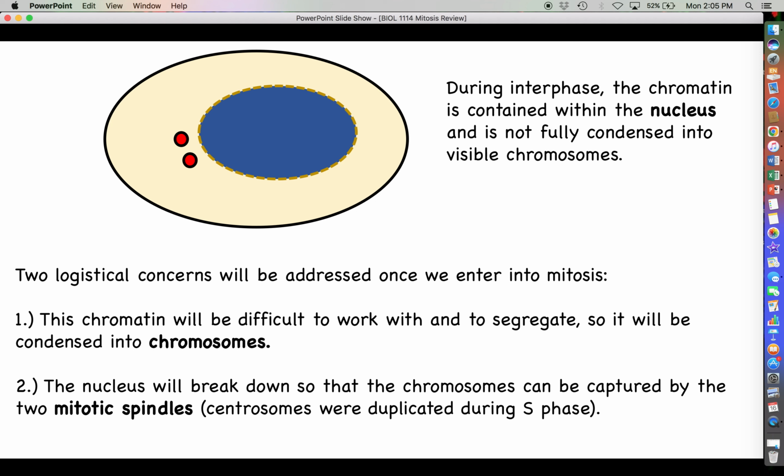And then number 2, the nucleus, which is a membrane-bound structure, prevents the DNA from escaping out into the cytoplasm of the cell. That is going to prevent us from being able to separate the chromosomes into 2 different sides of the cell. So we're also going to see the nucleus start to break down and disappear so that the chromosomes can be captured by the 2 different mitotic spindles, which are produced from the centrosomes that were duplicated during S phase. You can actually see the 2 red-colored centrosomes here in this picture of an interphase cell that is just about to start the mitosis process.